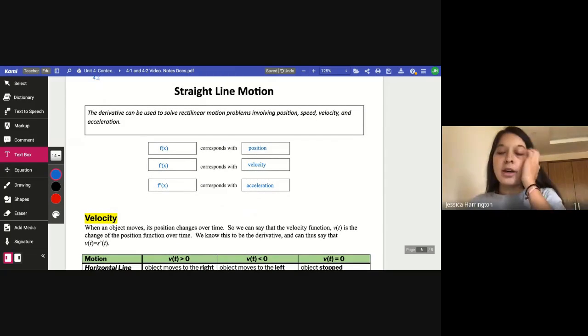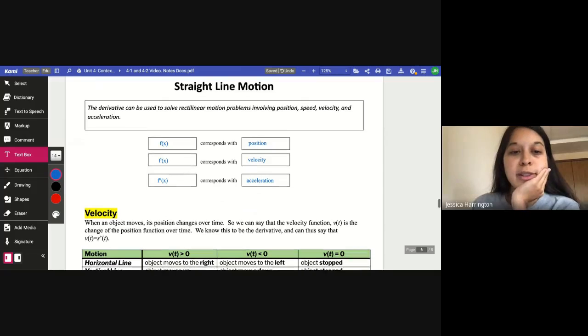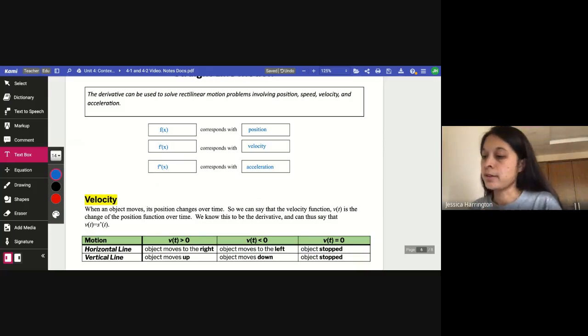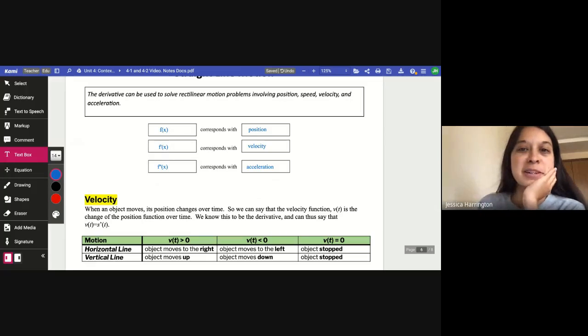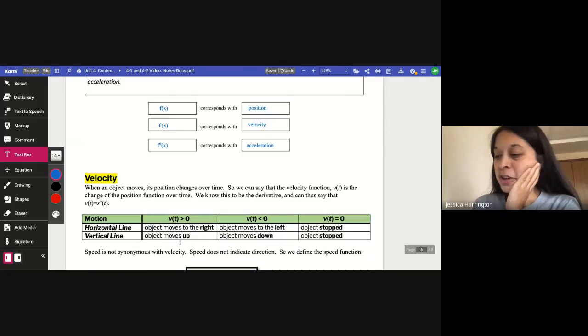We're going to talk a little bit about what all this means when you put it together. And I'm going to be honest, straight line motion is another one of my not so favorite topics. Maybe it's because physics wasn't my favorite class, and it reminds me of that.